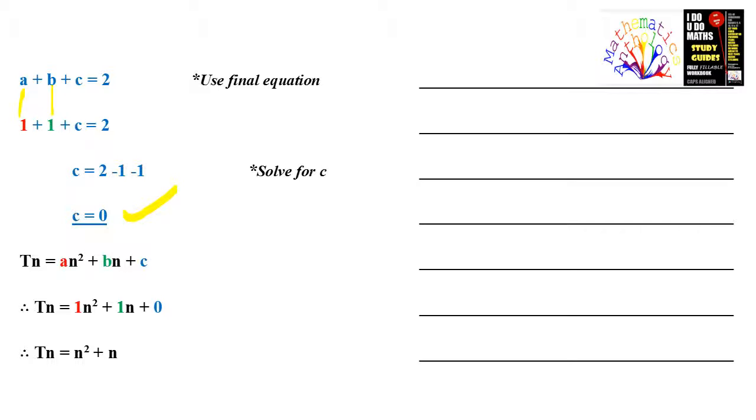So we know our standard formula is Tn is equal to an squared plus bn plus c. Substitute our a value that we found, which is 1, our b value which we found, which is 1, and our c value which we found as 0. That makes it Tn is equal to 1n squared plus 1n plus 0, which simplifies to Tn is equal to n squared plus n. And that is the general formula for this quadratic pattern.